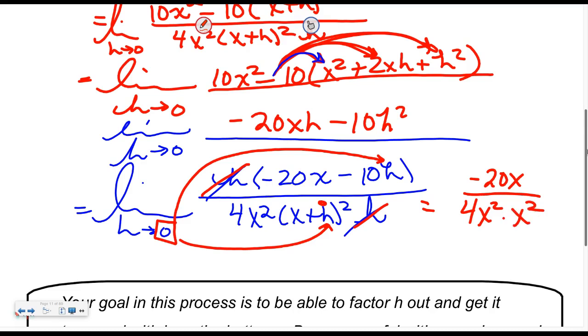Why did I drop my limit? I'm replugging it in, right? I'm done. So when I reduce this, I end up with a negative 5 from these canceling. x over x to the 4th leaves an x to the 3rd down here. What did we get with the power rule? Identical.